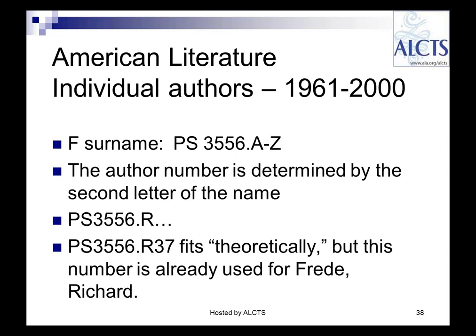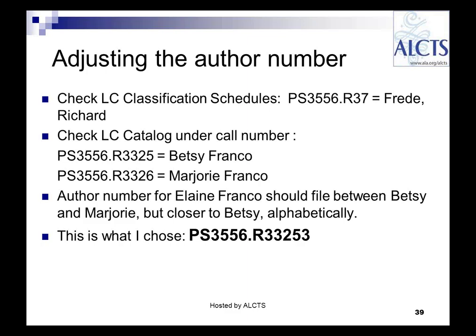Looking at the cutter tables and following them, I would come up with PS3556.R37. So theoretically, that would be a good cutter for my name. But looking in the schedules, I see that this number has already been used for another author, for Richard Fried. So I'll have to adjust the author number. I've checked the LC classification schedules, and I see that R37 is already used for an author whose name begins F-R-E. So I know Franco will have to file above that. It will have to be a lower number.